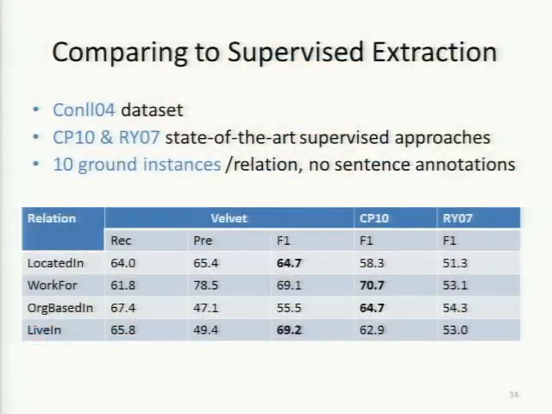We also compare our method to the current state-of-the-art supervised extractions on the Cornell 04 dataset. We use two state-of-the-art supervised approaches as a comparison. Our system uses very few training instances, only 10 ground instances per relation. There's no sentence annotation. It's surprising that we can achieve comparable results to the state-of-the-art supervised method. It's because we use a large number of unlabeled data sets. They are trained on about 1,000 example sentences, but we are using millions of unlabeled sentences. That's why we can get comparable performance.